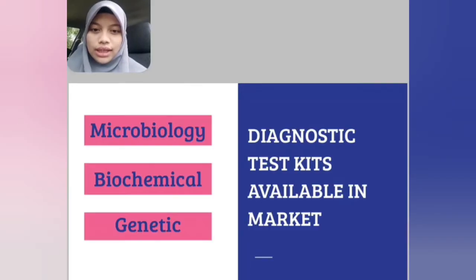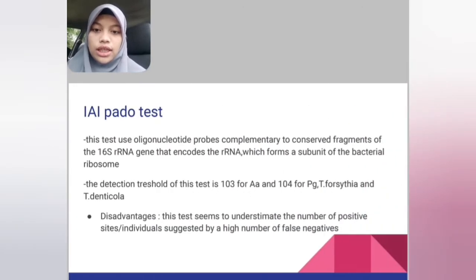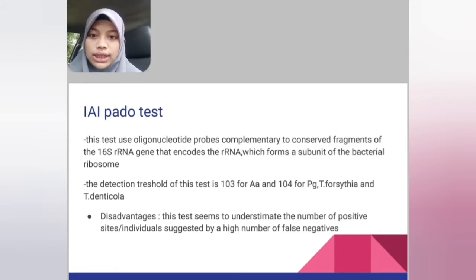Let's continue with microbiology diagnostic test kits available in markets. So we have Evalute, PerioScan, Omnigene, and IAI Pado test. For the IAI Pado test, this test uses oligonucleotide probes complementary to conserved fragments of the 16S rRNA that encodes the rRNA which forms a subunit of the bacterial ribosome. The detection threshold of this test is 10^3 for AA, 10^4 for PG, T. forsythia, and Treponema denticola. The disadvantage is that this test seems to underestimate the number of positive sites or individuals, suggested by a high number of false negatives.